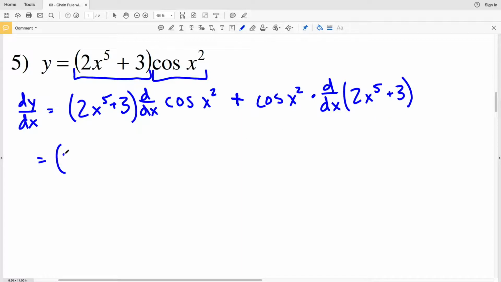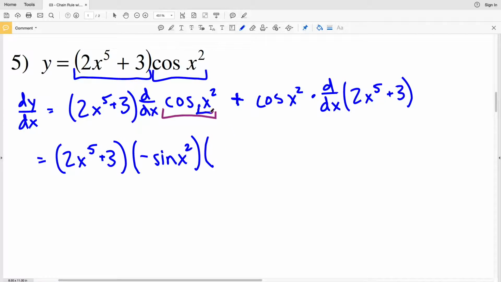Now simplifying, we'll have 2x to the 5th plus 3 times the derivative of the cosine of x squared. We're going to need to do the chain rule for this, taking the derivative of that outside function, which is the cosine function, and then taking the derivative of the inside function, x squared. Remember, the derivative of the cosine of u is the negative sine of u. So the derivative of the cosine of x squared is negative sine of x squared, and then I'm multiplying that by the derivative of that inside function, the derivative of x squared, which is 2x, and that will get added to the cosine of x squared times the derivative of 2x to the fifth plus 3.